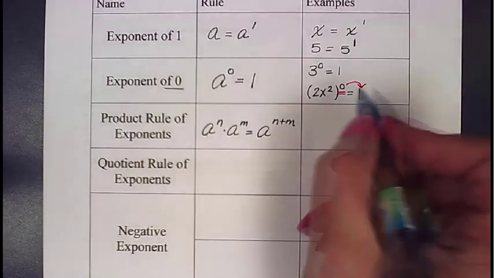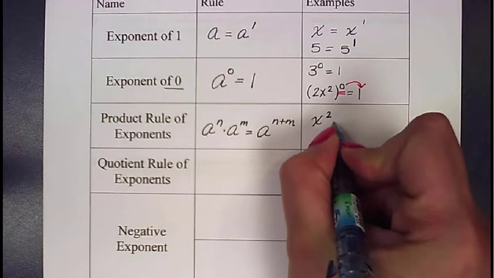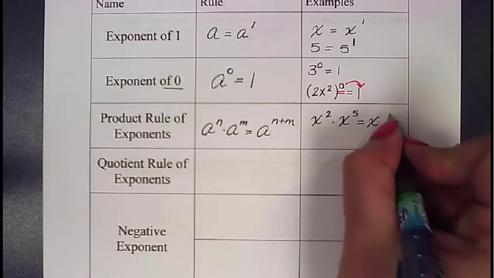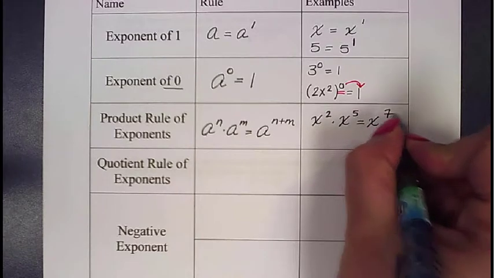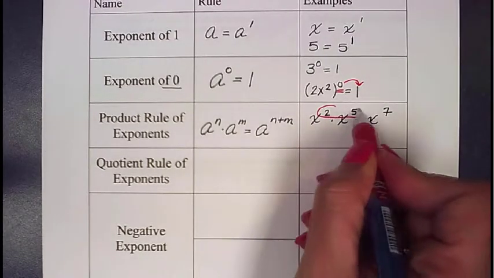So what this is basically saying is if you have x squared times x to the 5th, this is the same thing as x to the 7th. And again, all we're doing is taking this 2 and this 5 and adding them together.